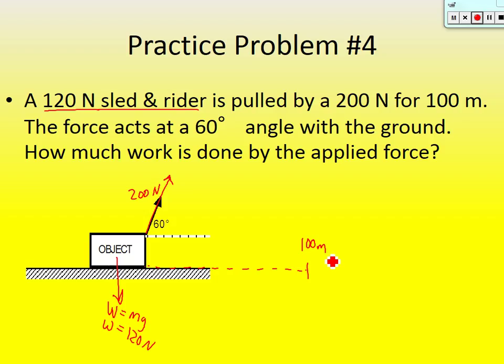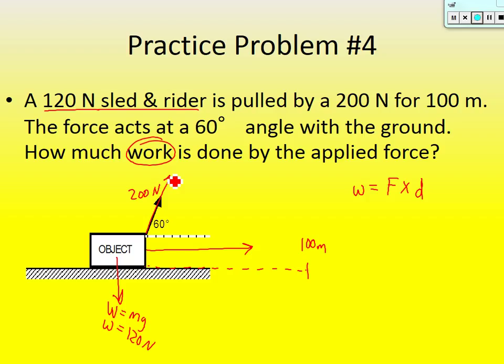Now let's answer the question, how much work is done by the applied force? So work, let's write the equation, is equal to a force times the distance. The part you need to be careful of in this problem is making sure that the force and the distance are parallel to each other. We know it's being pulled along the ground, so its movement is in this direction. But the force is going at an angle up at 60 degrees, so they're not parallel, are they?